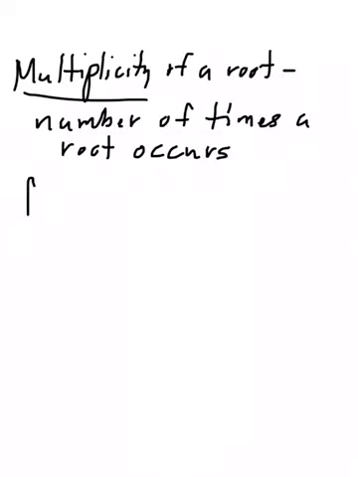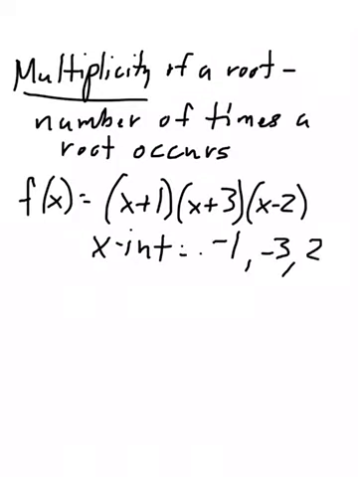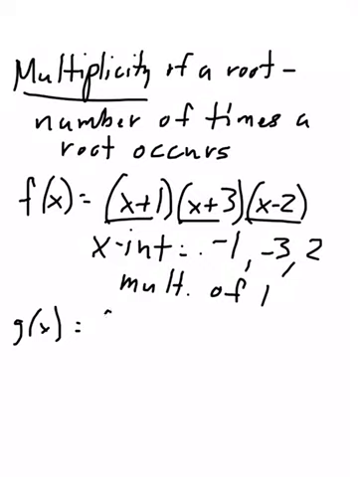So if we take a couple polynomials in factored form, because it's easier to see the roots in factored form, let's take a polynomial (x plus 1)(x plus 3)(x minus 2). So x plus 1, x plus 3, x minus 2 all being multiplied. Very easy to see that our x-intercepts, our roots, are -1, -3, and +2. Each of those is in a factor just once, so they all have a multiplicity of 1.